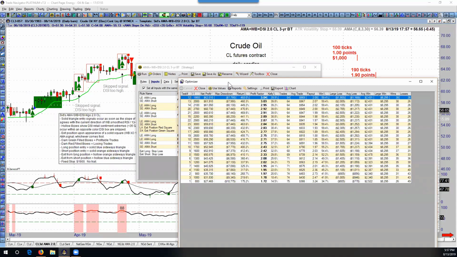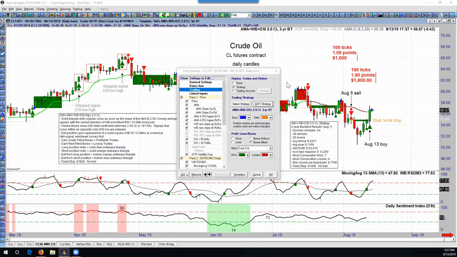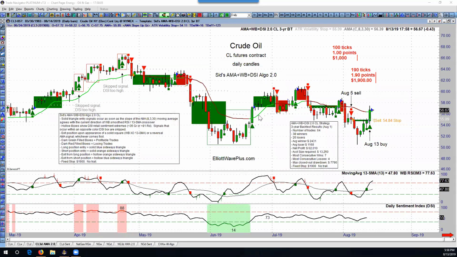And you might say, well, I can't afford to risk $1,900 on every trade. I'll show you what you can do about that in a minute. But in this particular instance, I just wanted to show you, this is a daily chart of crude oil. I made a couple of measuring sticks and put them on the screen here so you can see how large a $1,900 stop is.